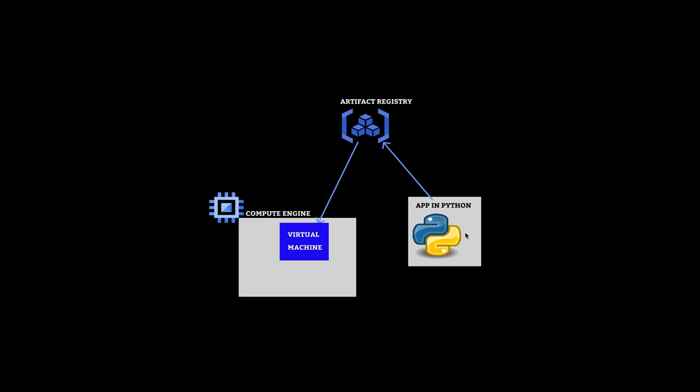Then I'm going to create a Docker image for this app and push it to Artifact Registry, that is another service from Google Cloud, a package manager where you can store any image, and as it's fully integrated in Google Cloud, it's easy to use this image in another Google service. For example, Compute Engine, that is another Google service where I will create the virtual machine.